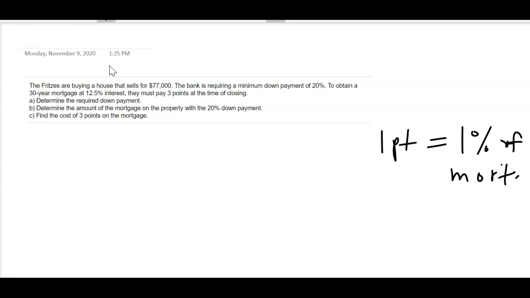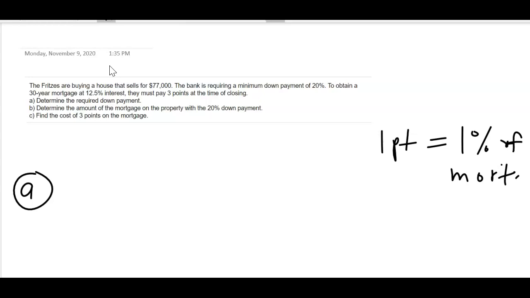So the Fritzes are buying a house that sells for $77,000. The bank is requiring a minimum payment of 20% to obtain a 30-year mortgage at 12.5% interest. They must pay 3 points at the time of closing. So part A, we want to determine the required down payment.